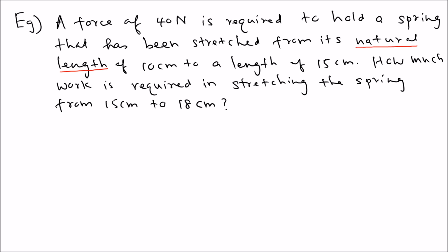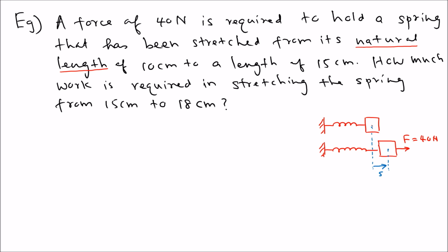It would be helpful if you draw the situation. There's a spring at its natural length. That's the situation. It says that if you apply 40 Newton, it's going to go to 15. So when you apply a force of 40 Newton from the natural position, it goes to 15. That means this gap is 5, the difference between 10 and 15.